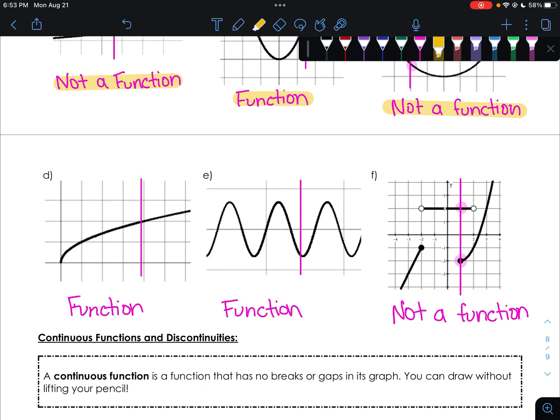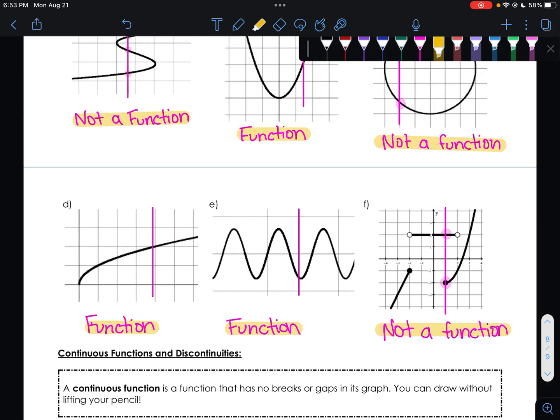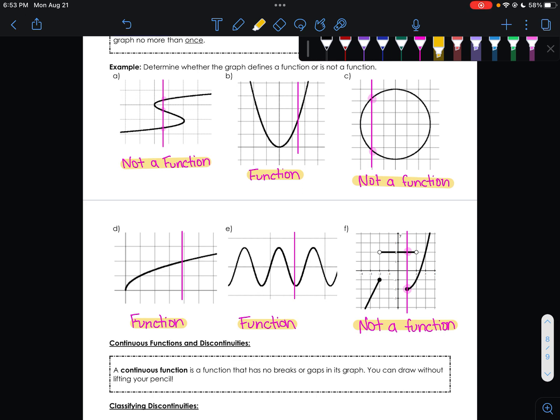That is the only part of this that makes it not a function. Okay. So if you have any questions about the vertical line test or a graph representing a function, please make sure you write it down and you ask in class.